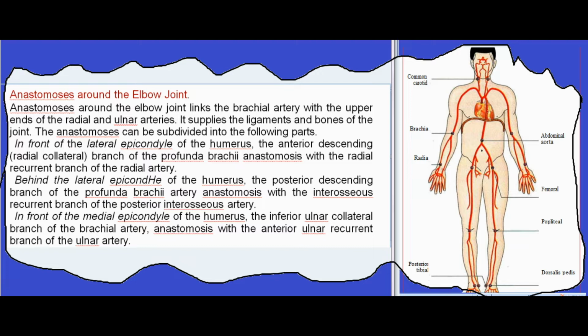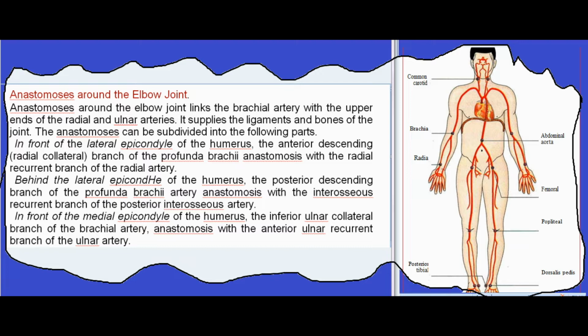In front of the lateral epicondyle of the humerus, the anterior descending, radial collateral, branch of the profunda brachii anastomoses with the radial recurrent branch of the radial artery. Behind the lateral epicondyle of the humerus, the posterior descending branch of the profunda brachii artery anastomoses with the interosseous recurrent branch of the posterior interosseous artery.